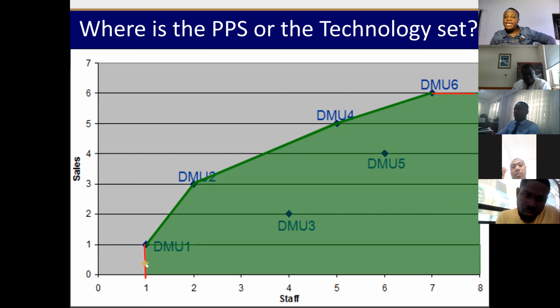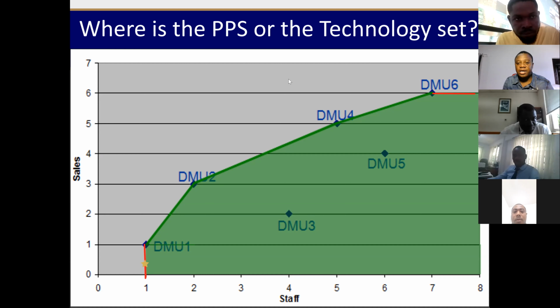will that DMU be efficient? If you have a DMU which is located there, will that DMU be efficient? I'm just asking your knowledge, and I'm not saying that the nature of the question I've asked means that you should give a wrong answer. Don't look. I'm asking, will that DMU be efficient where I put the star? Who can tell me?